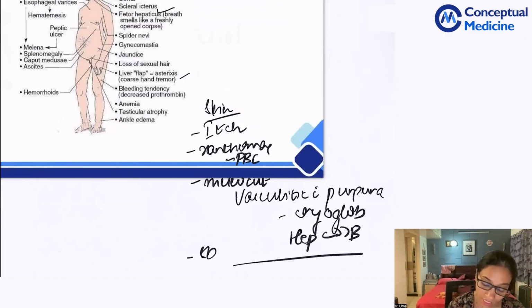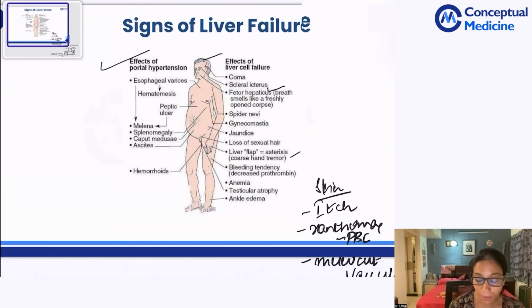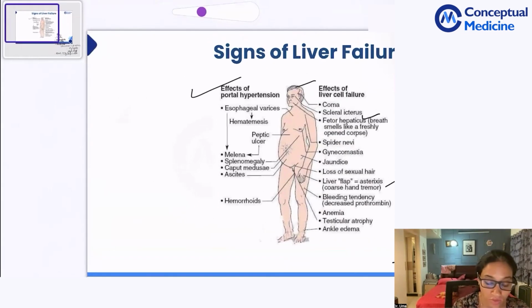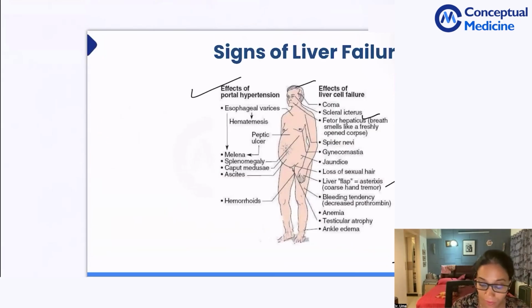Apart from this, you have a slate gray pigmentation, which is seen in patients with hereditary hemochromatosis. Then apart from this, you have bleeding tendencies, and you can see the bruises. What can you see in the abdomen? Now, what are the features of advanced liver cell failure? Okay, features of advanced liver failure.